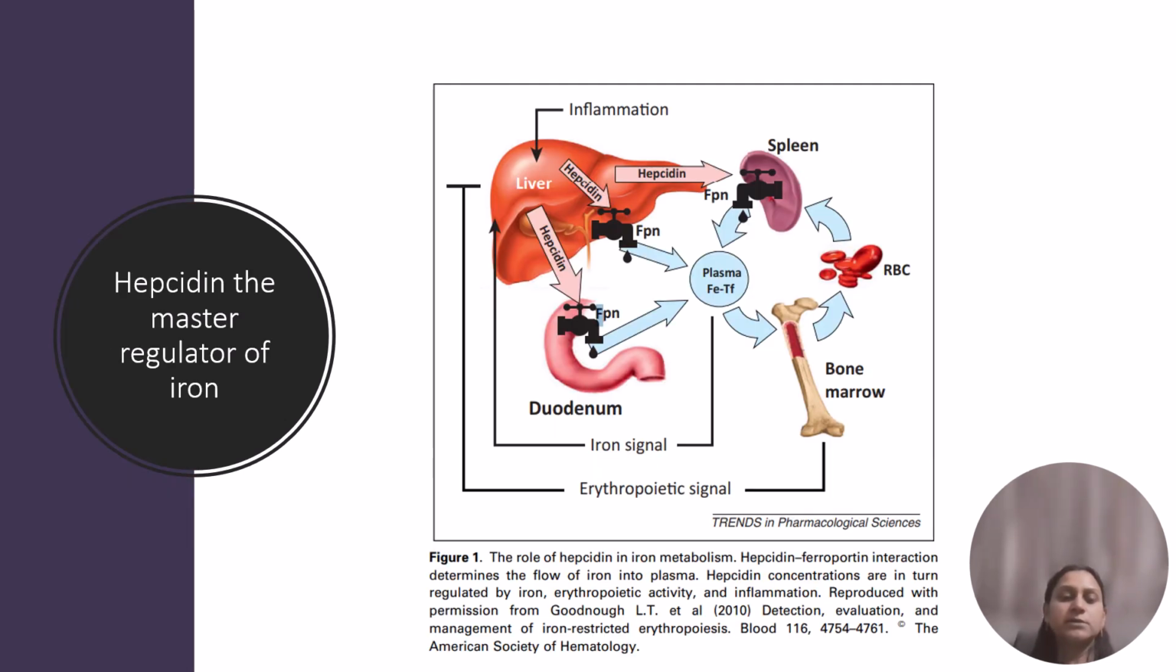So hepcidin is considered the master regulator of iron. You can see that in states of inflammation, like in CKD, the liver produces a protein called hepcidin, and this hepcidin combines with ferroportin, which is an export protein, and degrades the ferroportin. Because of this the iron gets locked in the storage sites. That is, the iron is locked in the duodenum, the liver, the spleen, and other reticuloendothelial organs, and it is not available in the circulation.